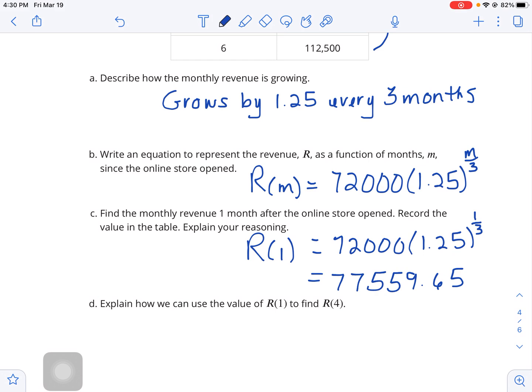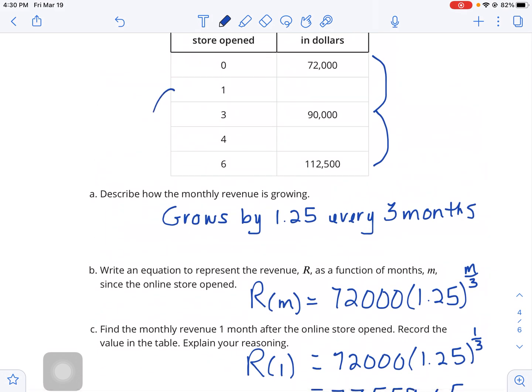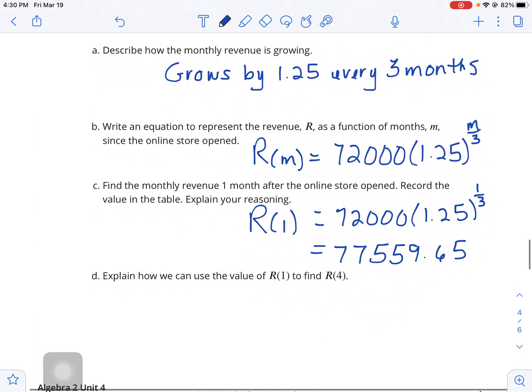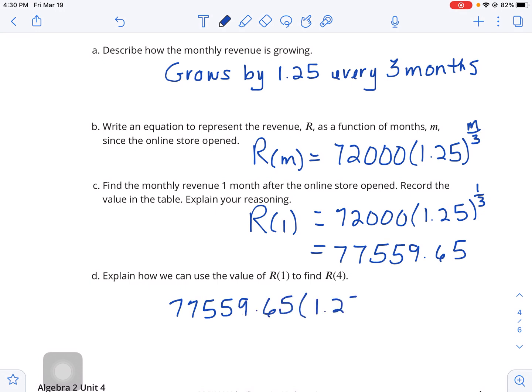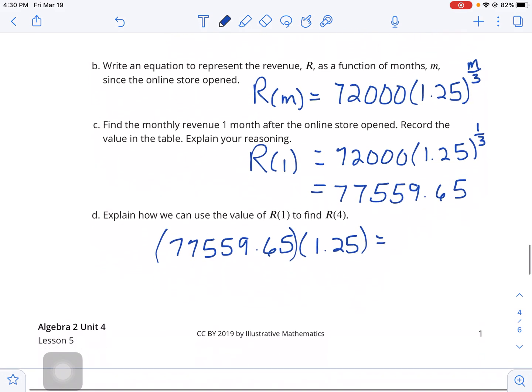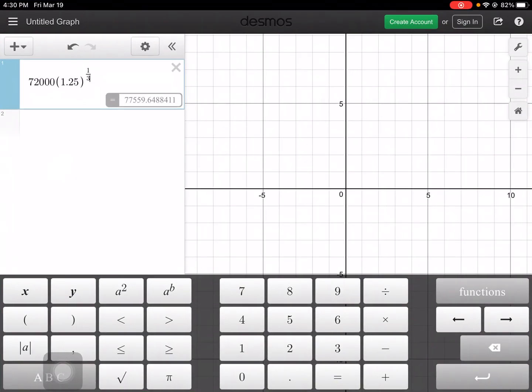And then letter D, explain how we can use the value of R of 1 to find R of 4. Well, since this is a 3-month period from 1 to 4, that would have the same multiplier there. So we could just take the R of 1, 77,559.65, and multiply that by 1.25 to get R of 4. So I don't know if they've asked you to do that, or we could change this into a table here. I'd have to have an x over 3 up here.